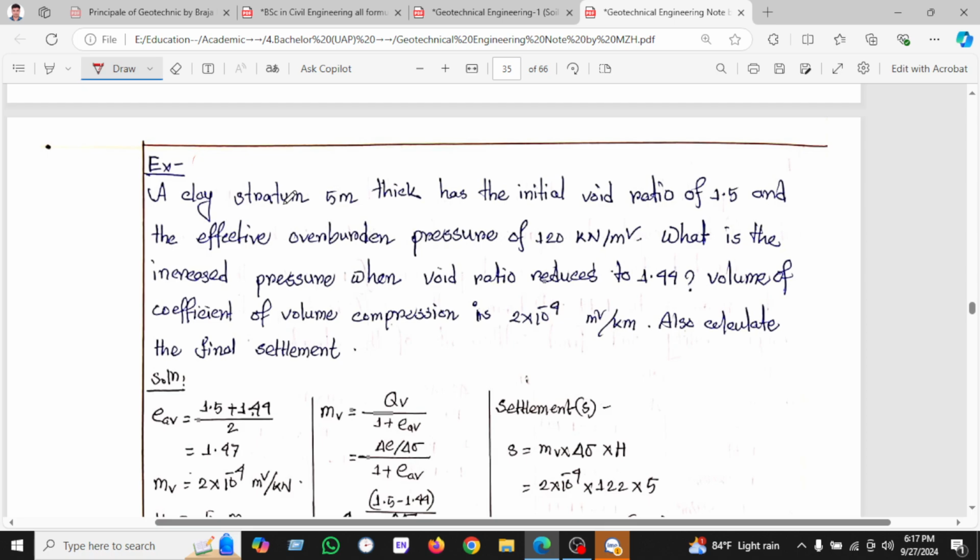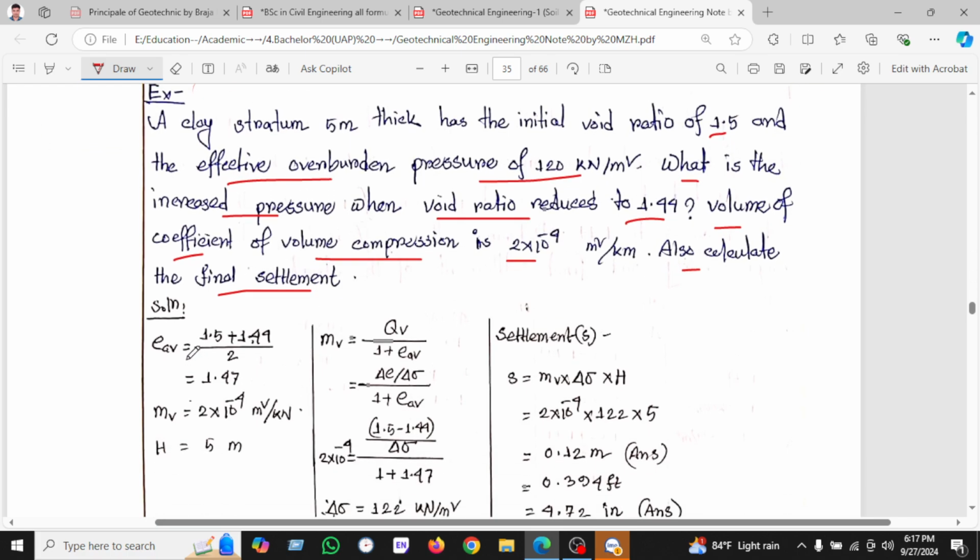Example: a clay layer stratum is 5 meter thick, the initial void ratio is given as 1.5, and the effective overburden pressure is 120. The void ratio after the increased pressure is 1.44. Calculate the coefficient of volume compressibility and the final settlement. So we are using here 1.5, which is given, and 1.44 is also given, and we take the average, 1.47. The height, 5, is also given.